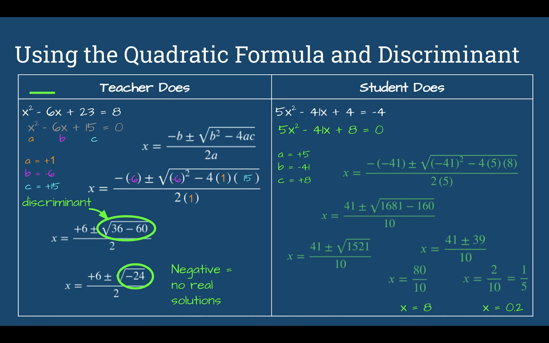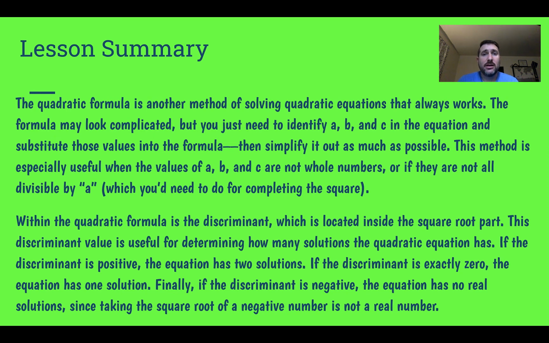So adding them, you would get 80. 80 divided by 10 is 8. Subtracting, you would get 2. 2 divided by 10 either simplifies to 1/5, or dividing it, you get 0.2. In this lesson, we learned about the quadratic formula, which is another method of solving quadratic equations that always works.